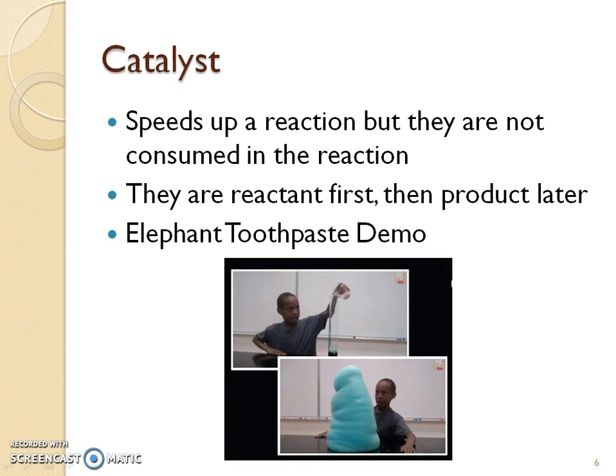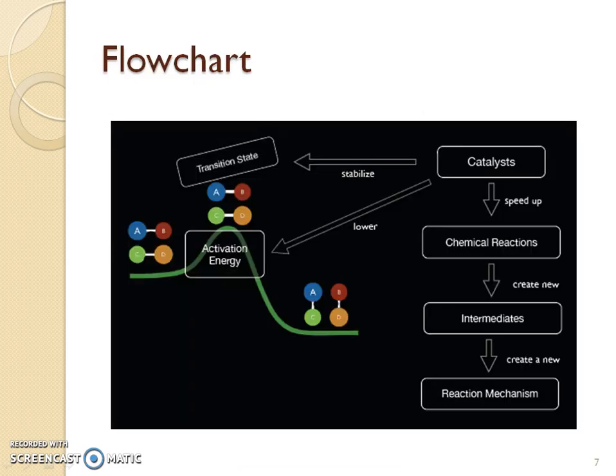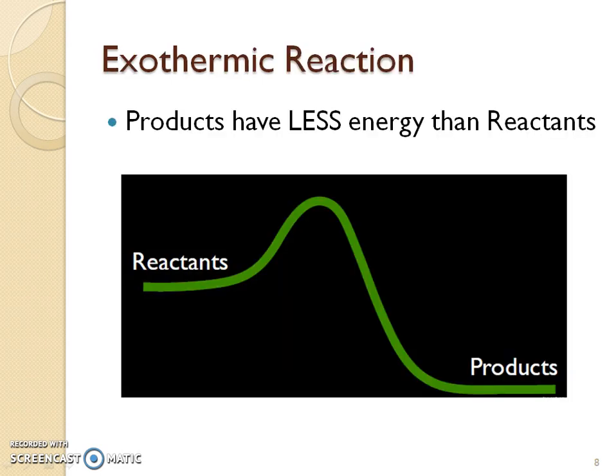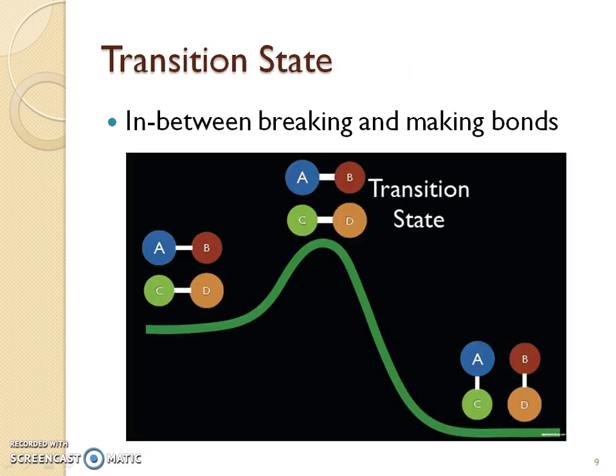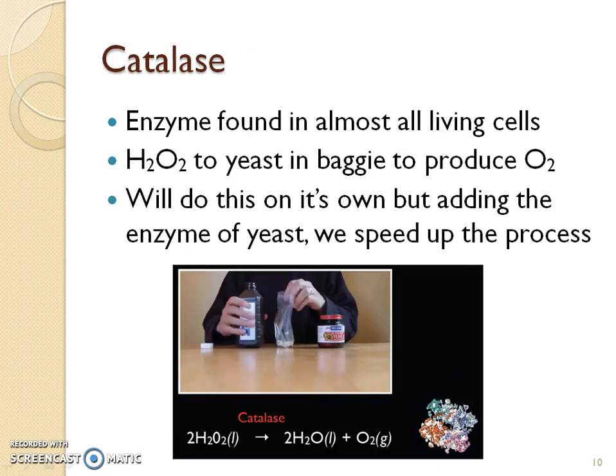A real one that's been going on for years is this elephant toothpaste demo. You might have seen it when you were young or maybe in another science class. So the flow chart, as he always gives us, very nice. Exothermic reactions, products have less energy than those reactants. You know that already. But there's that transition state that we talked about before. It is that molecule that's kind of put together, again, in the right way in order to form those products. So he talked about enzymes. Again, a lot of biochemistry going on here.